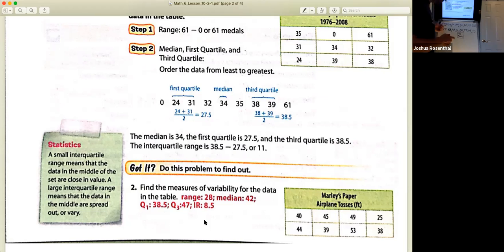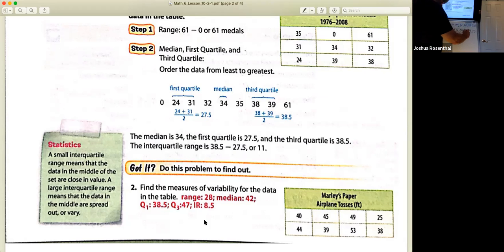Bring your friends. Okay. Here we go. Now, this is going to change slightly from the last problem because now the lower half of your data, you might want to box it in, includes the 40. And the upper half of your data includes the 44. Oops, I went through the numbers. Okay. So now I'm going to find Q1. It's going to be the average of 38 and 39, which is 38.5. There's Q1.